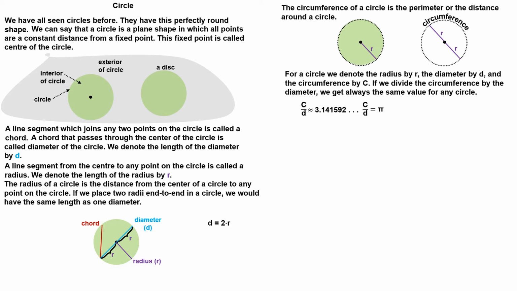Multiplying both sides of the formula by d gives us this formula. Also note that the diameter is twice the radius, and we can write the formula to find the circumference of any circle as long as we know the diameter d or the radius r.